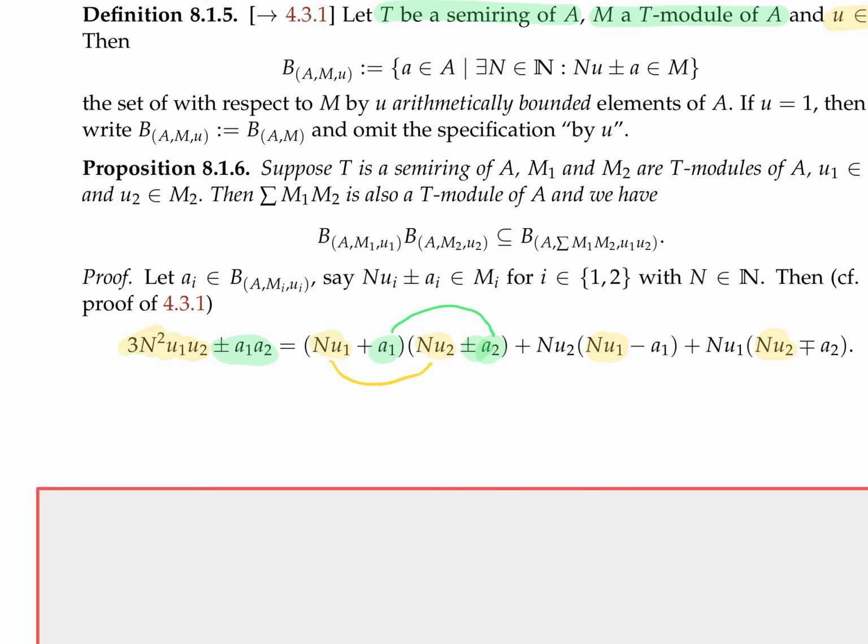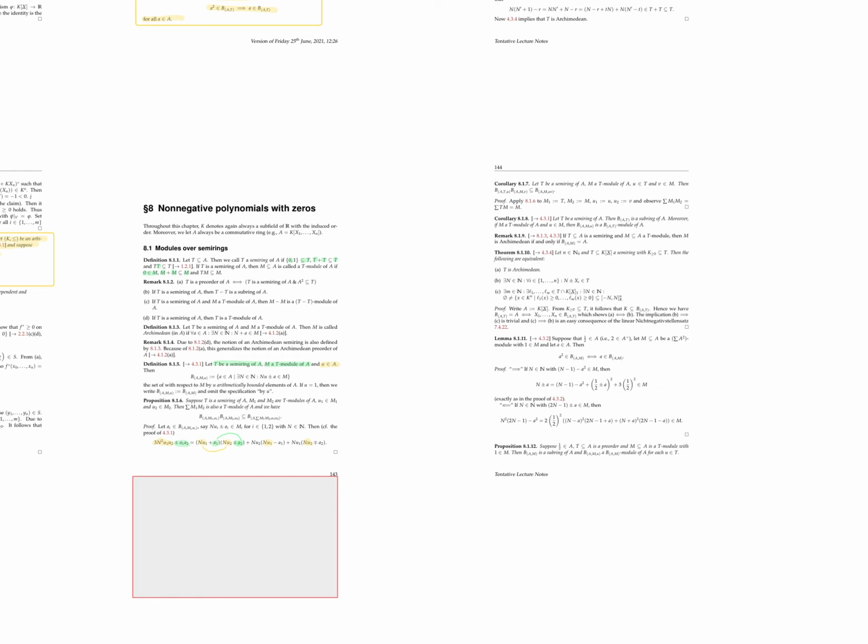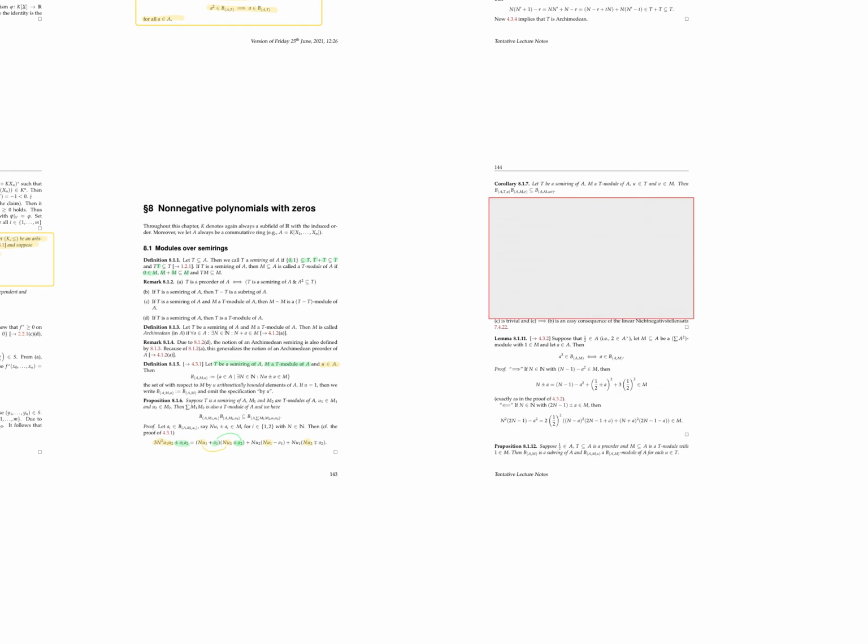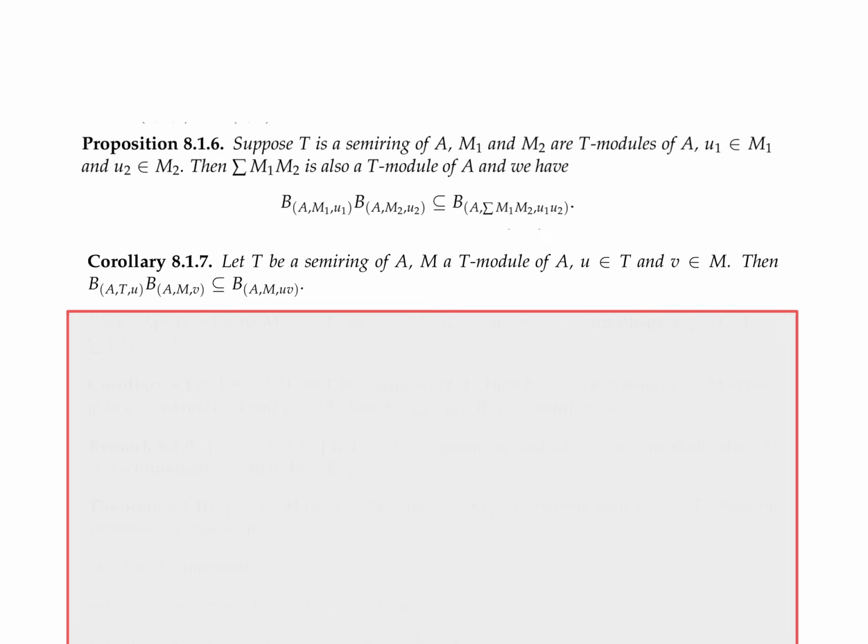Okay, so that was a very technical proposition, but also very useful. So a corollary of this is now: let T be a semiring of A, M a T-module of A. So actually what we do here is that this M takes the role of the second M2, so instead of M2 and u2, I have now M and v. And the role of M1 is taken by T itself, because the semiring is always a module over itself.